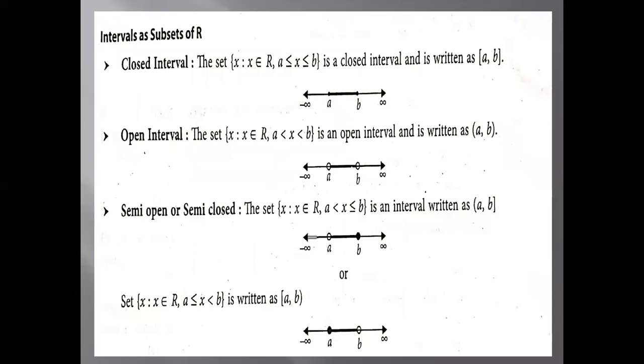Then intervals we have to remember. First is closed interval. We know that it is denoted by including the elements, separated by a comma, in a pair of square brackets. Then open interval. Here, if we write in inequality form, x such that a is less than x is less than b is an open interval, and it is written in between round brackets.